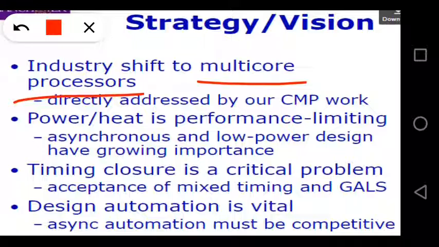This is directly addressed by our CMP work, and here power or heat is performance limiting. Someone can ask me a question: I can divide the processor into 32 parts or 64 parts, so why only limit to dual, quad, octa or hexa? If you divide this processor into more cores, you require high performance, which requires more power.